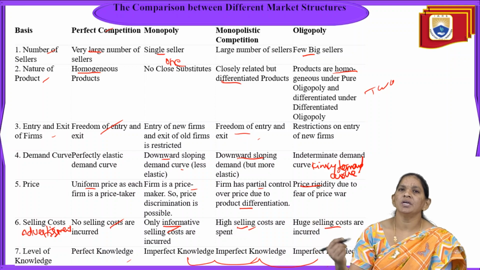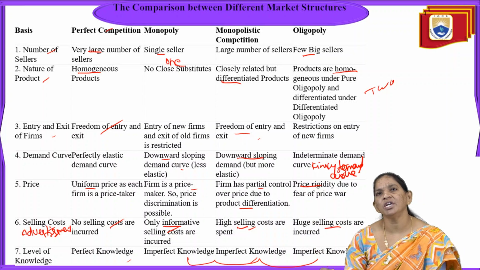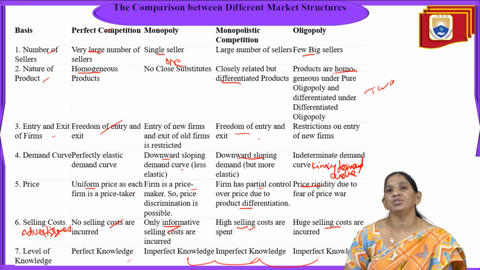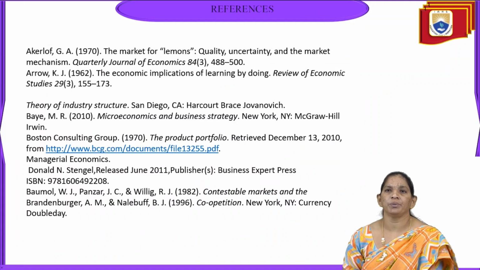So in this way, we can differentiate these four important market structures: perfect competition, monopoly, monopolistic competition and oligopoly.